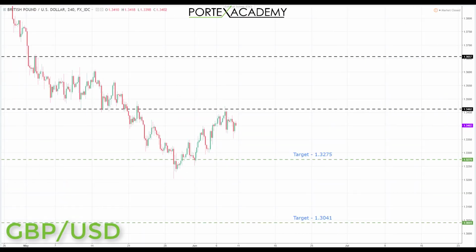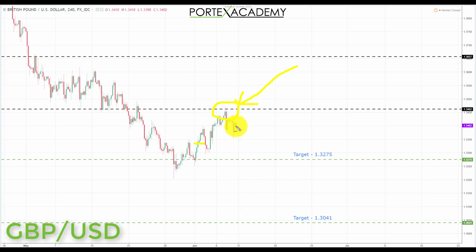Next, we have pound dollar. Now, last week we were sitting around about this area and we were looking for a pullback and a potential retest of broken support turning resistance to the 1.3462. And you can see we did get this move up into the key area of resistance. And this was the area that we highlighted last week as a potential place we were going to start to look for bearish formations and patterns and short positions. And you can see we did actually sell off from this key area.